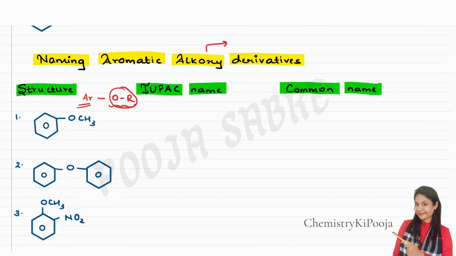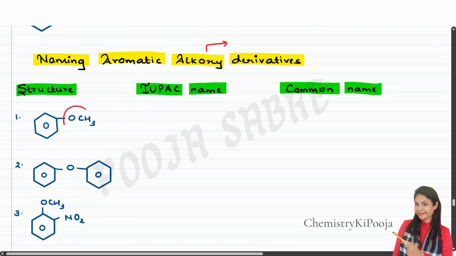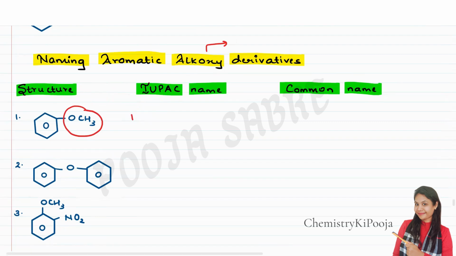What we are going to do is, on the oxygen, we have a benzene as well as a CH3 group. So this CH3 and O will be written as a prefix. When it is written as a prefix, I'm going to call it methoxy. And this phenyl group, when it is written as a suffix, becomes benzene. So the naming is methoxybenzene.